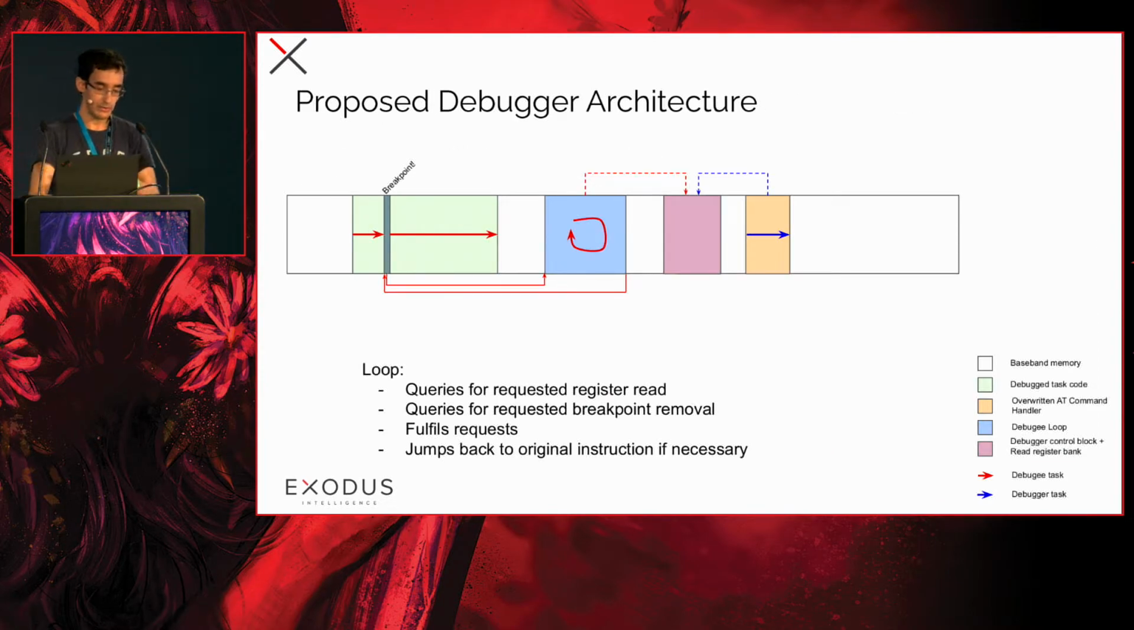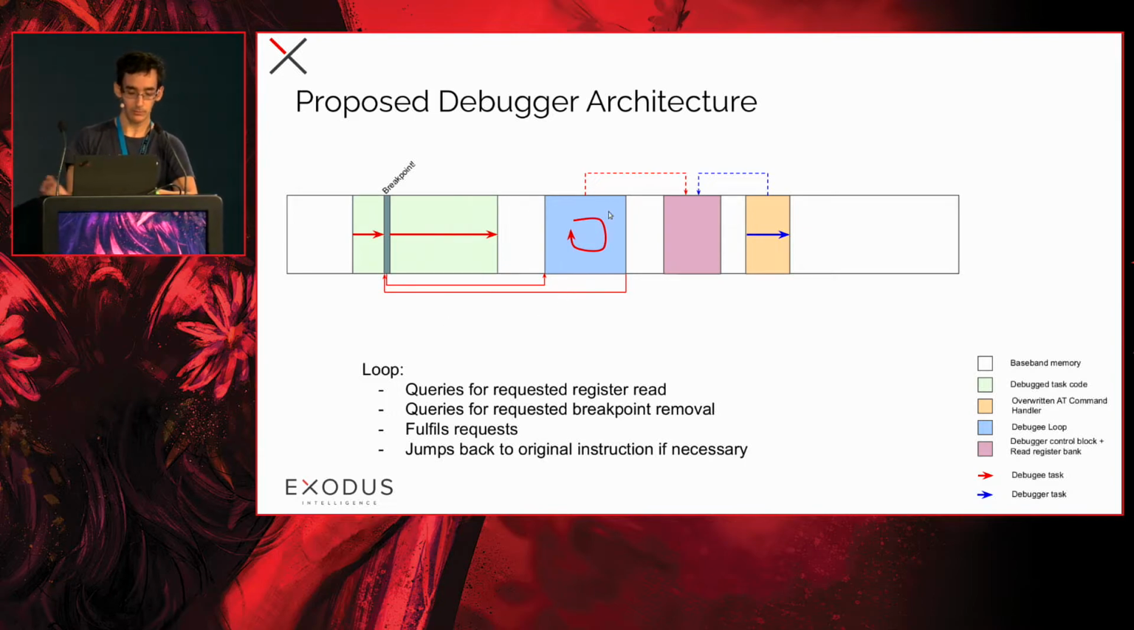In memory, it's going to look like this. So if this is our debugged task, when it hits a breakpoint, it's going to be stuck in a loop, and it's going to be querying the debugger status block that is going to be set by the debugger for actions to take, for instructions, and it's going to fulfill those by writing back into the register bank, or it is going to fulfill them by removing its own breakpoint if instructed. After the loop is finished, when the breakpoint is finally removed, it's going to want to jump back to the original breakpoint instruction that will now have to be replaced by the original instruction.